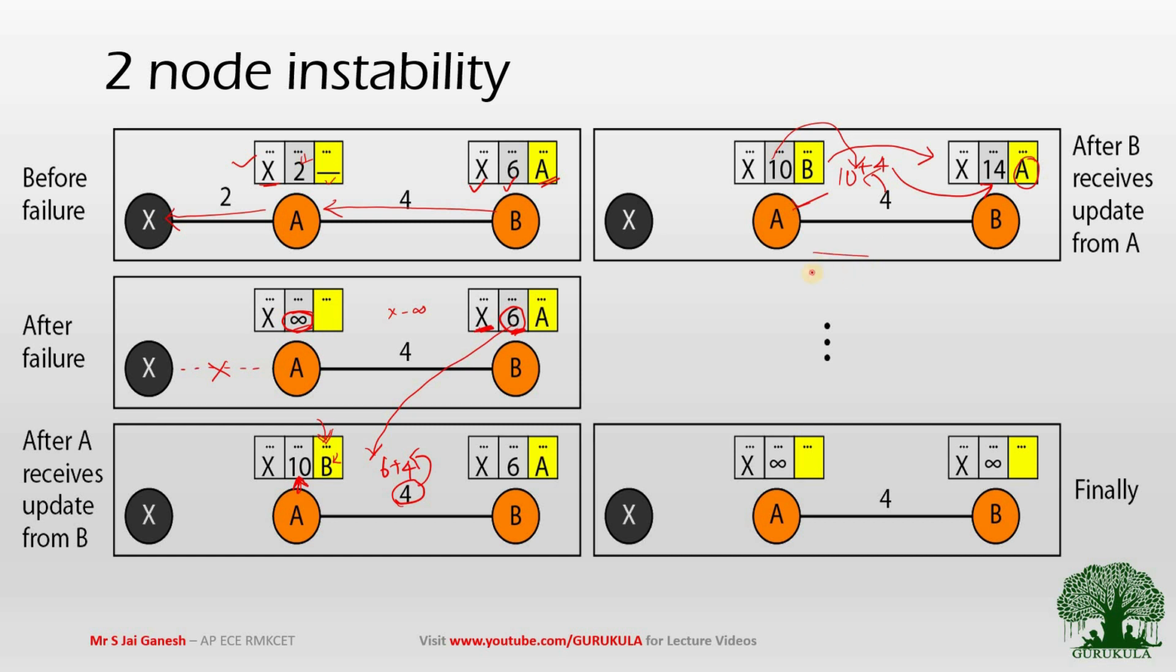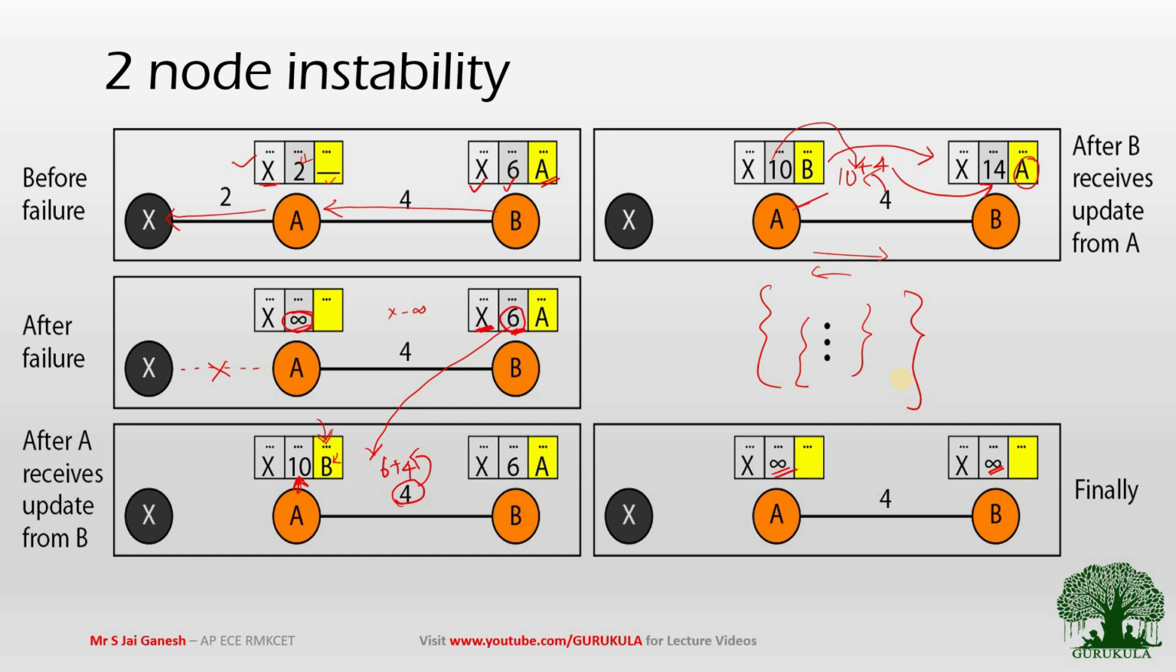And these exchanges will keep on happening after several stages. A and B will update that X has become unreachable and infinity will be given over here. So during this period the network is unstable. A and B keep on exchanging their values, and it will take much more time to settle down, or in technical terms we can say that it will take much more time to converge, to get to know that X has been detached from the network. And this problem is what we call the two node instability problem.